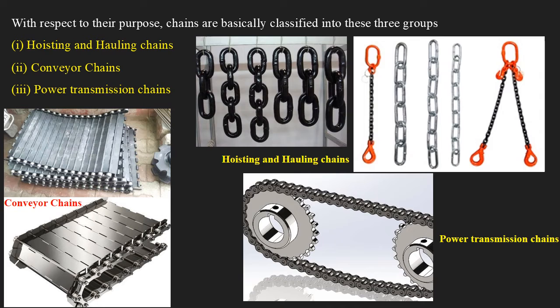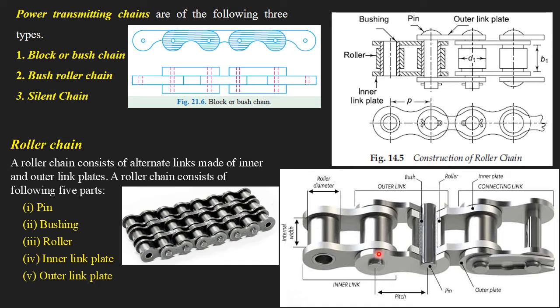And these chain drives are further classified into 3 different types. So as I said, power transmitting chains can be basically classified into 3 types: block type chain drive, or block or bush chain. One more is a roller chain drive, or can be called as bush roller chain drive. And the last one is a silent chain or inverted chain drive. These are the major 3 classifications of the power transmitting chains.